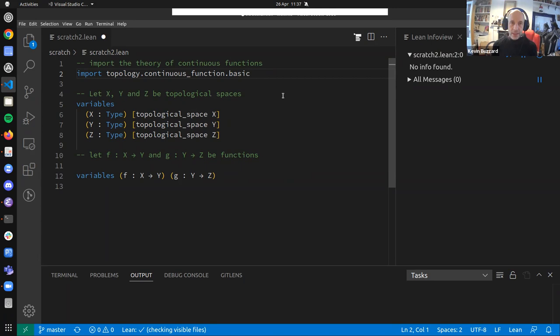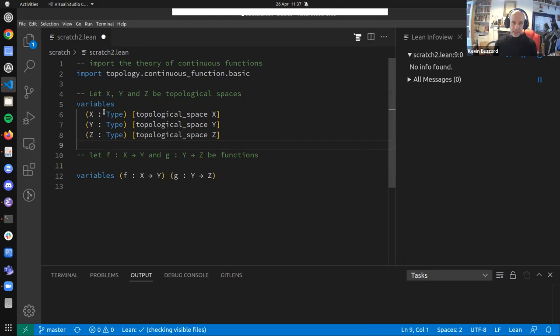And so now I can write this line that we as mathematicians would write on a board or in a paper: let X, Y, and Z be topological spaces. And this is the translation of that line into the language of the theorem prover. A topological space is a set with some extra structure on top, a collection of open sets satisfying some axioms. But as it happens, Lean uses type theory, not set theory. So instead of letting X be a set, I let X be a type.